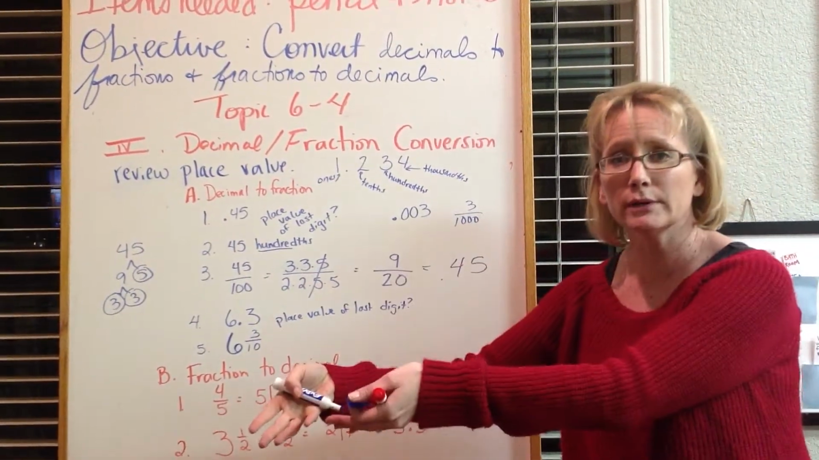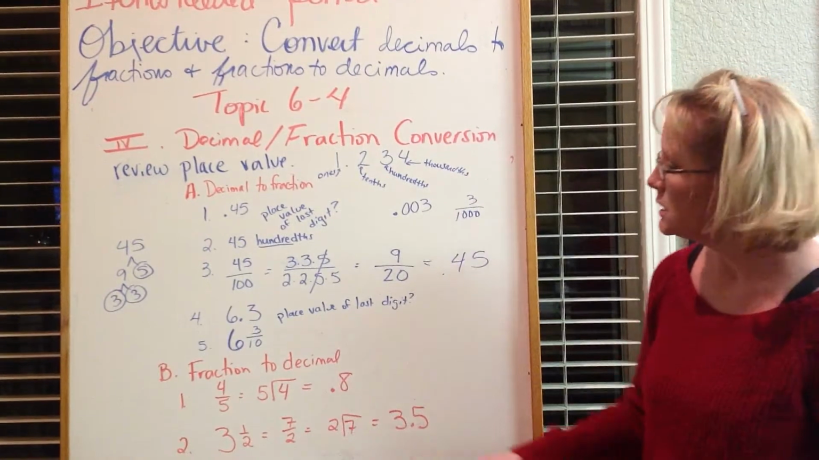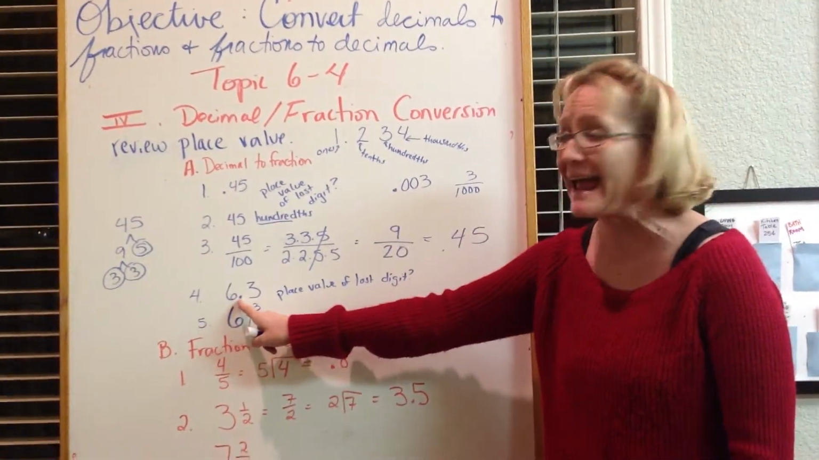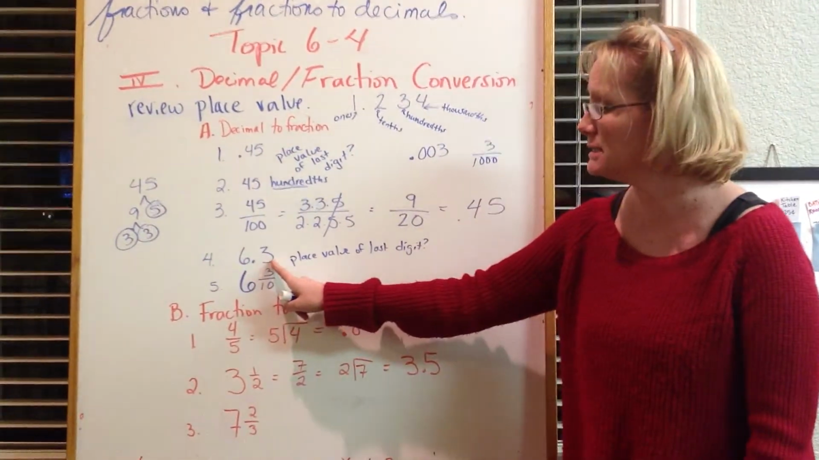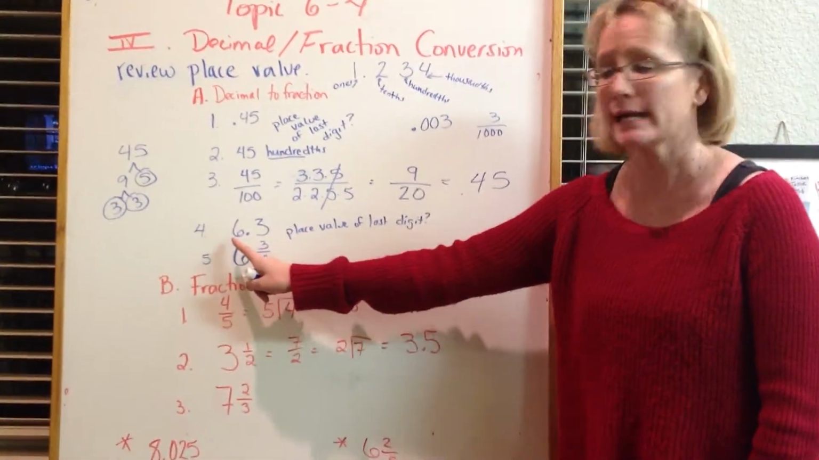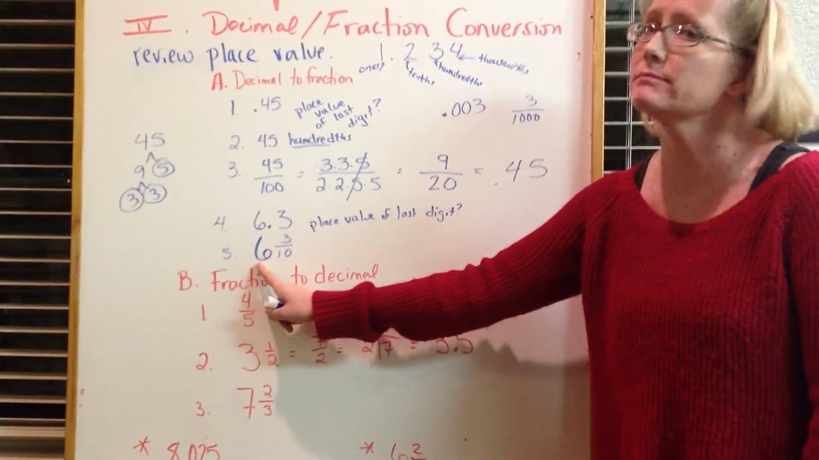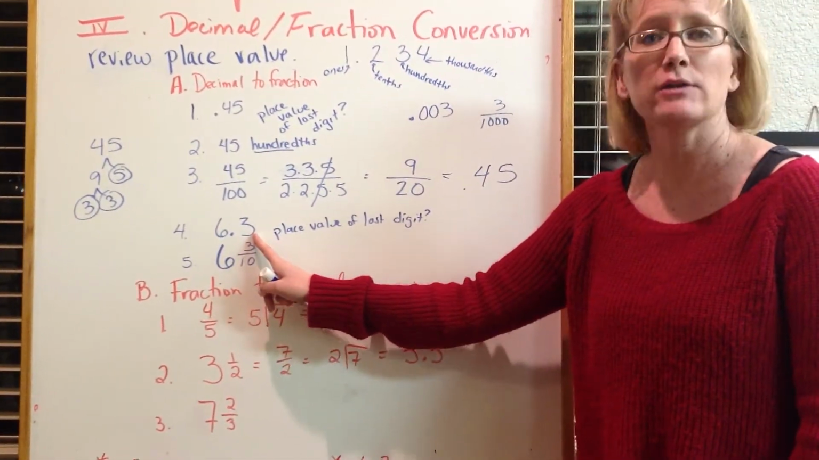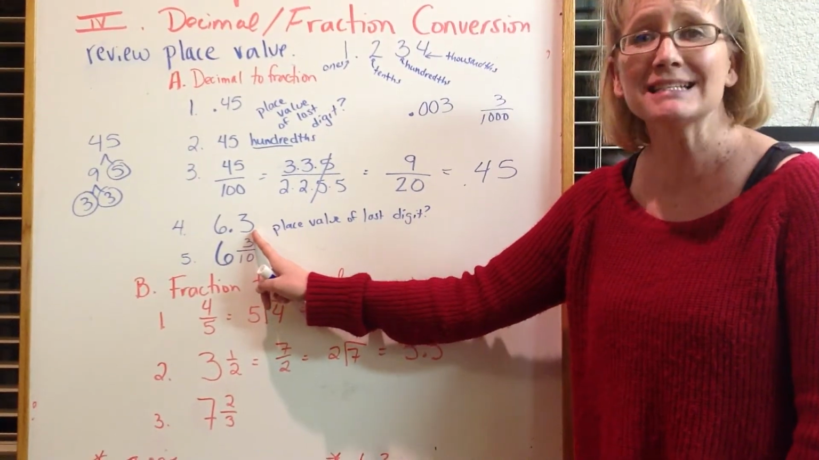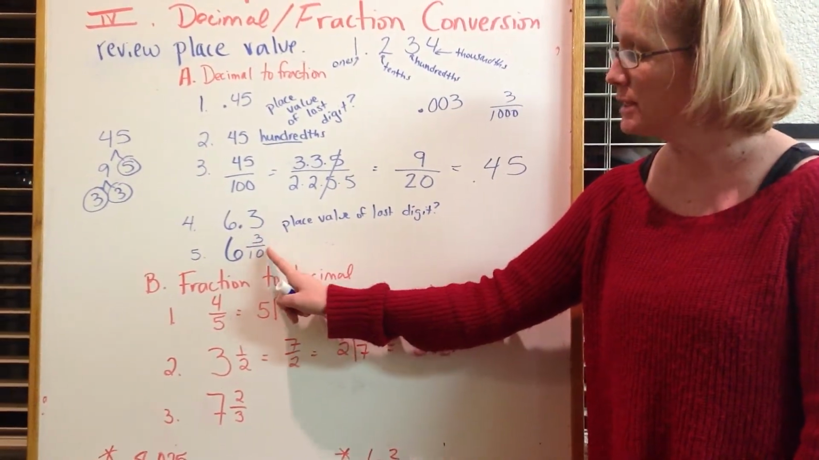Sometimes though you have a mixed decimal. That's when you have a whole number and a decimal. So here we have 6 and 3 tenths. If you have a whole number like that, you're just going to rewrite it again. You don't need to mess with it. And you just say the place value of our last digit. This is 3 tenths. So it's going to be 3 over 10.